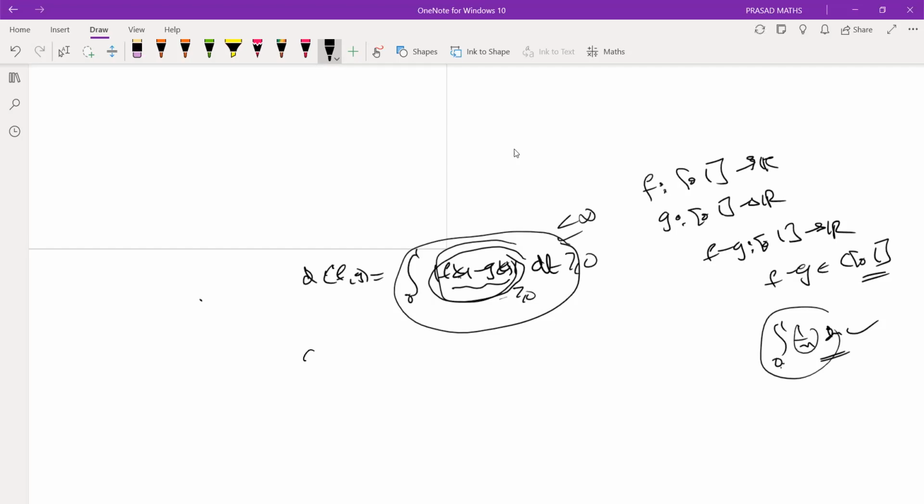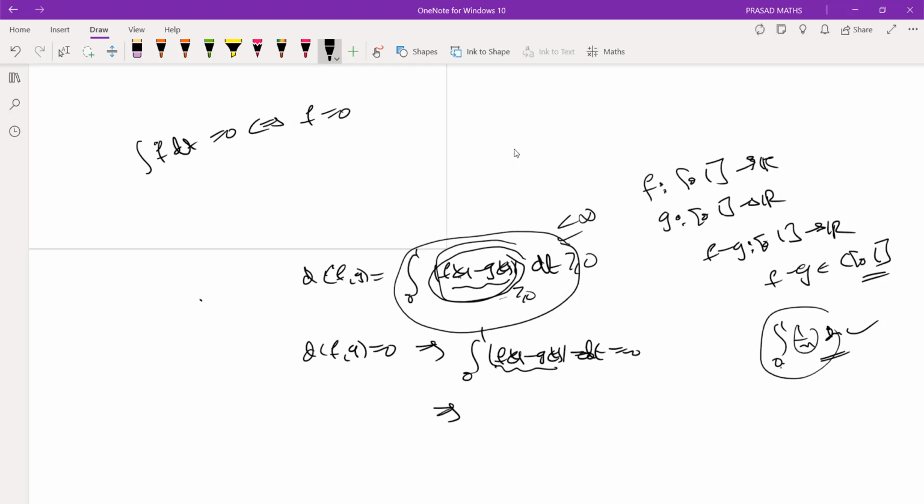Next, the second property: d(f, g) equals 0. This is the integral from 0 to 1 of |f(t) minus g(t)| dt equals 0. There is a very standard result: the integral of a non-negative continuous function is 0 if and only if the function is 0. Here the mod function is there, and the inside function is continuous. So for a non-negative continuous function, whenever the integral is 0, the integrand must be 0.